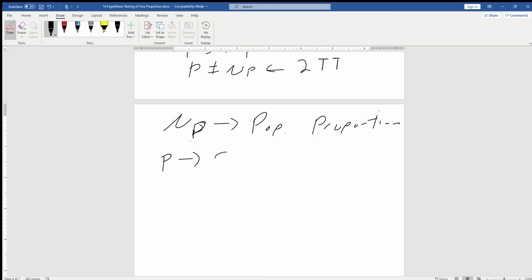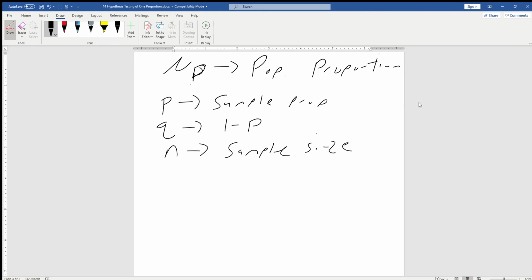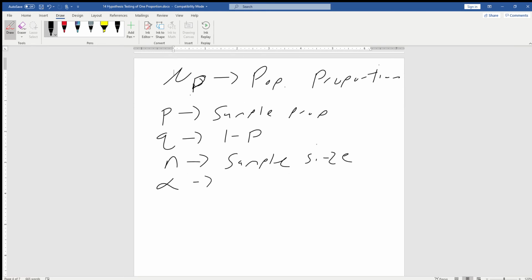P is going to be the sample proportion. So remember, we had 4 out of 100 people had O negative blood, or 2 out of 100 people had O negative blood. We're going to get that from the problem. Q, as always, is 1 minus P, the probability of failure. N is going to be the sample size. And again, that's given to us. And then the last variable that we need is the significance level. That's going to be given to us in the problem as well.